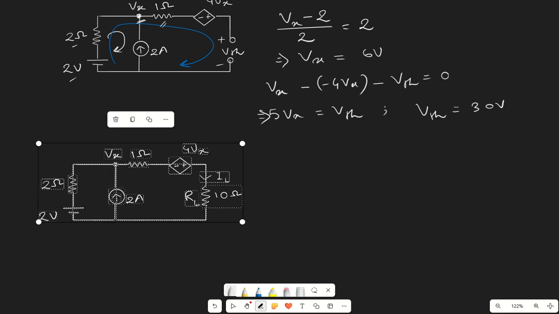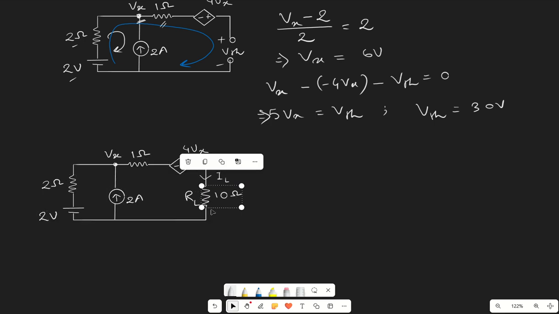So for determining the value of ISC, what we have to do is remove the load, and put a short circuit here and then determine the value of current. So this is a short circuit. Now here we have one node, so we can write down the nodal analysis here.